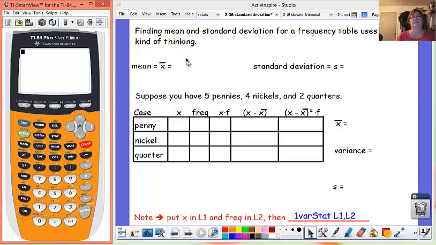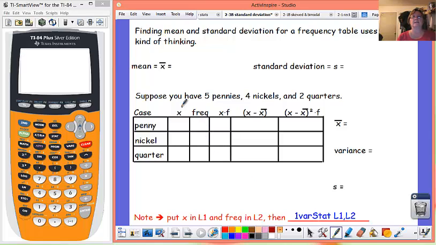Our last topic today is finding the mean and standard deviation for a frequency table, folks. This is a bit different. It uses the same style of thinking. And I'm going to talk about this example as I'm explaining. We have, it says, 5 pennies, 4 nickels, 2 quarters.